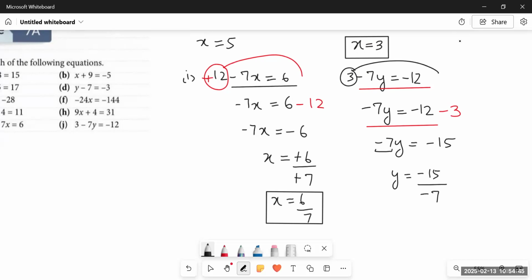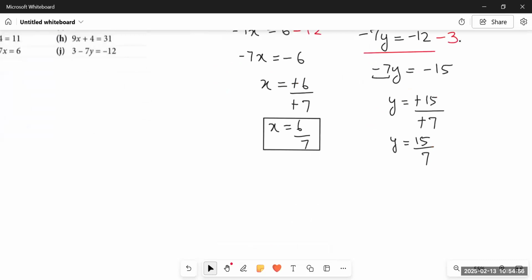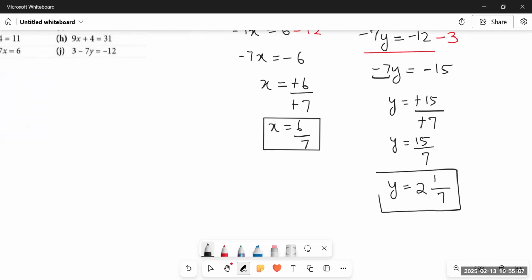Then what we have to do, we will cut down these two minus signs and it would be positive. But earlier we had a proper fraction 6 upon 7 where the numerator was smaller, but this time we have a greater numerator, so we will convert it to a mixed number. 7 twos are 14, 1 is the remainder, so your answer would be y is equals to 2 whole 1 upon 7.